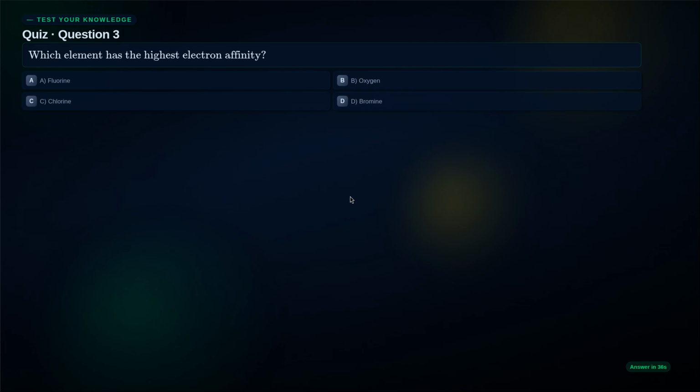Quiz question 3. Which element has the highest electron affinity? Is it A, fluorine, B, oxygen, C, chlorine, or D, bromine? The correct answer is C, chlorine. Chlorine has the highest electron affinity at 349 kilojoules per mole. When chlorine gains an electron, it achieves the stable electron configuration of argon.